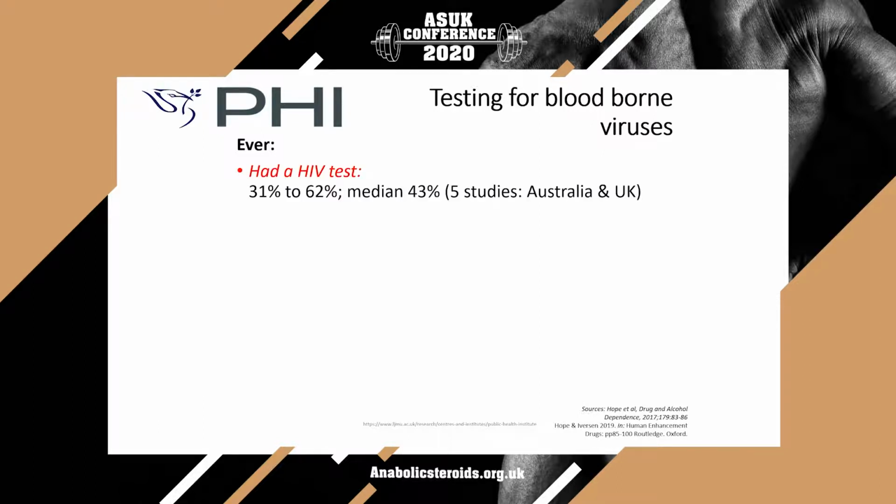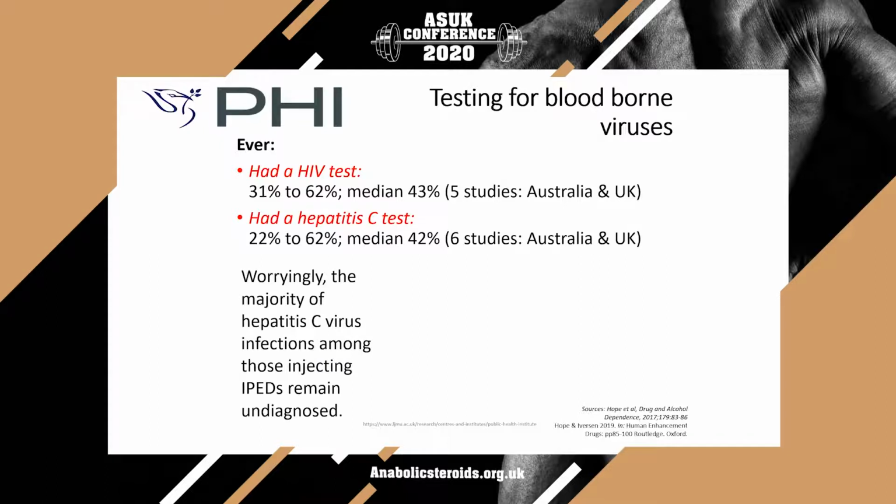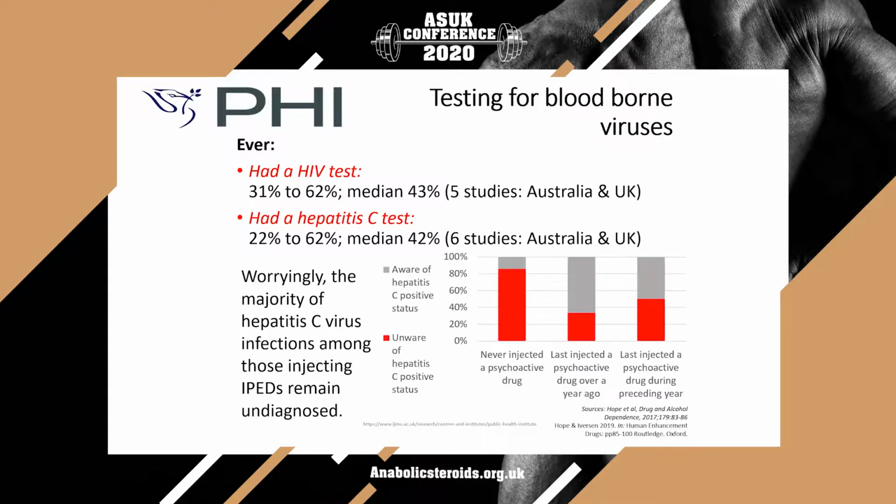Studies indicate that around 2 in 5 people who inject image and performance-enhancing drugs have been tested for HIV and also for hepatitis C. These levels of testing are almost certainly insufficient to recognise most of the infections among this population group. If you look at hepatitis C, what we find is that among people who inject image and performance-enhancing drugs, the majority remain undiagnosed for hepatitis C, with those who have injected a psychoactive drug much more likely to have their infection diagnosed than those who have not.